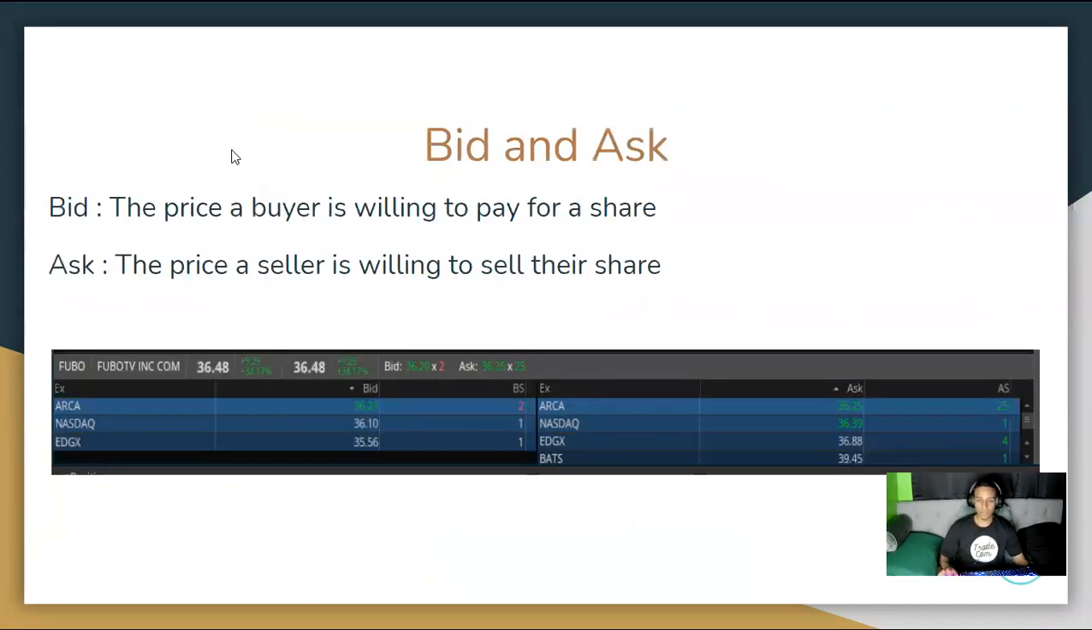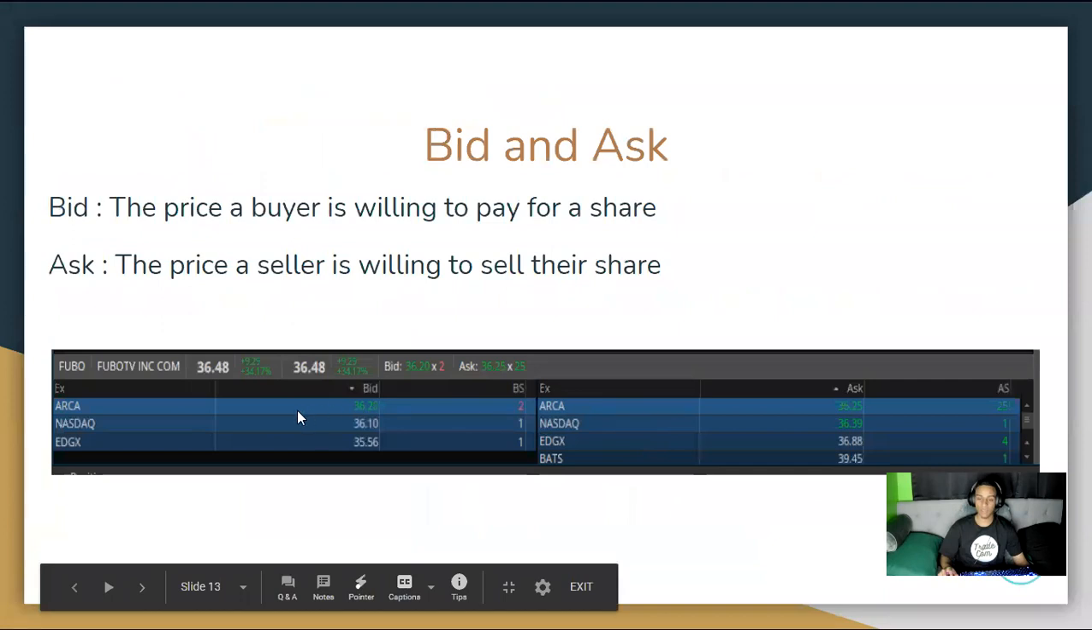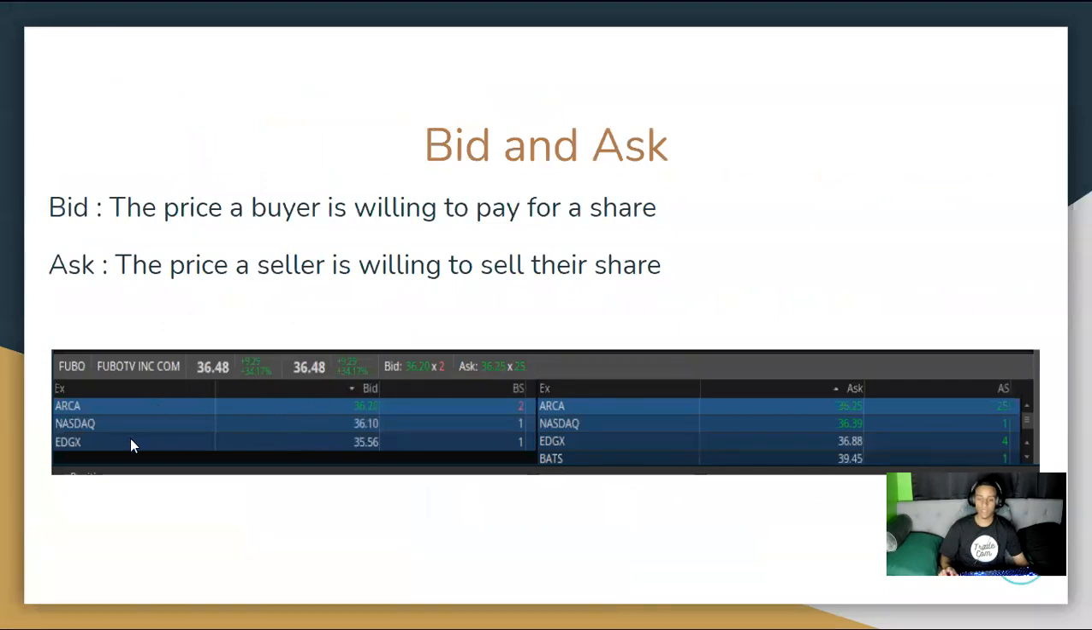Now bid and ask. We went over bid and ask in the terms. So here's a little level 2 explanation over here. The bid is the price a buyer is willing to pay for a share. The ask is the price a seller is willing to sell their shares. If you're looking at level 2 on your charts, you have this feature on Thinkorswim. The left part over here is the bids. These are exchanges over here. This is why you see EX. This is for Fubo.